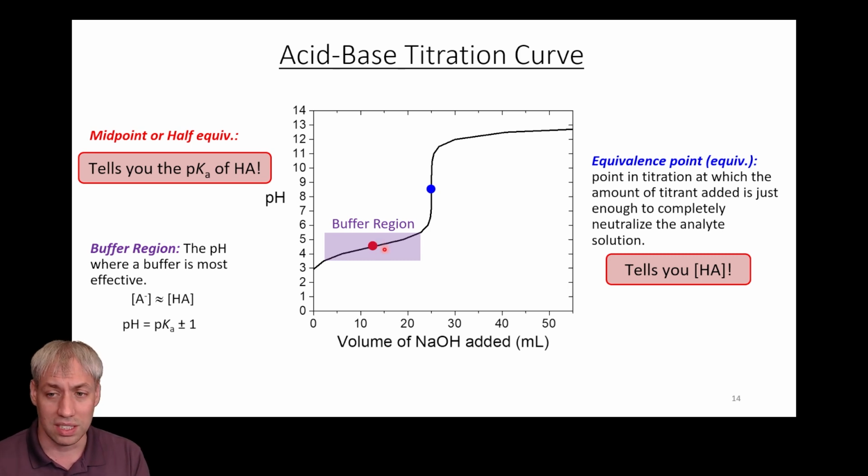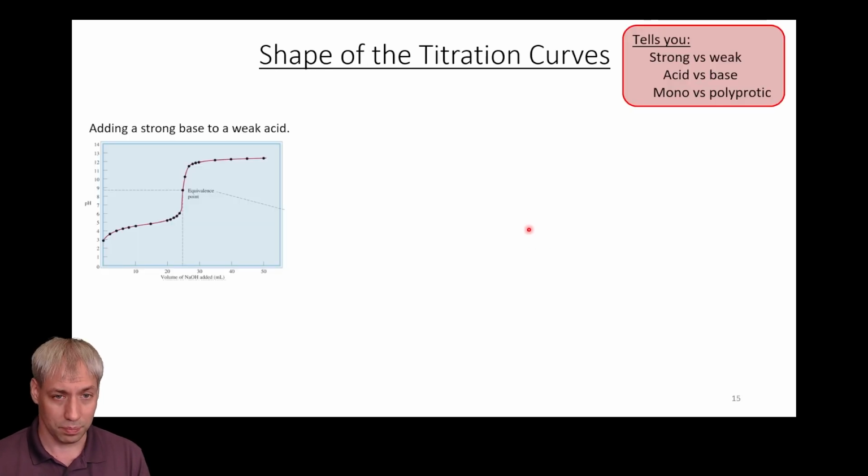We talked about buffer capacity. How good is it at resisting change? How long does it stay plateaued? We also talked about the buffer region. We want to stay within plus or minus of this. That's what this buffer effectively does. It's resisting change this way. It's resisting change this way. And so we see the buffer region on this titration graph.